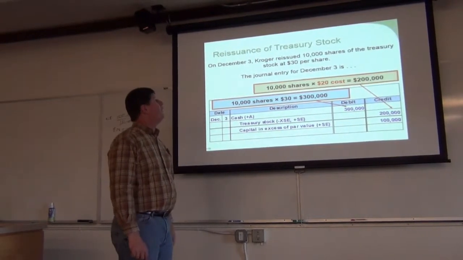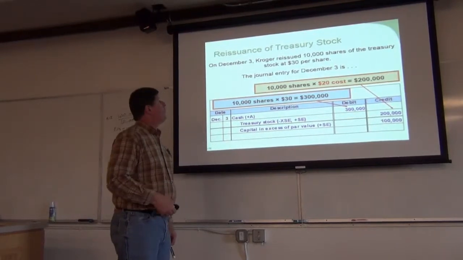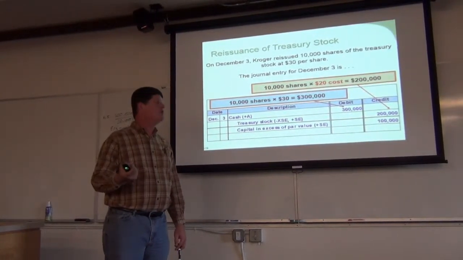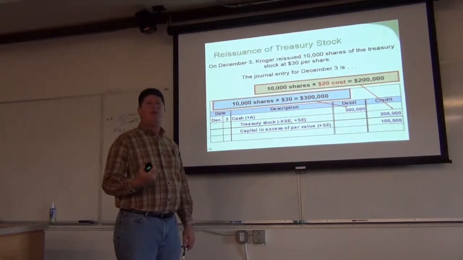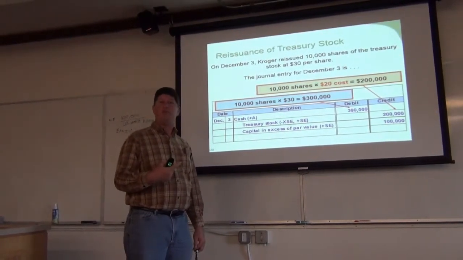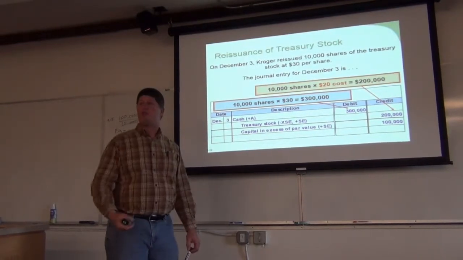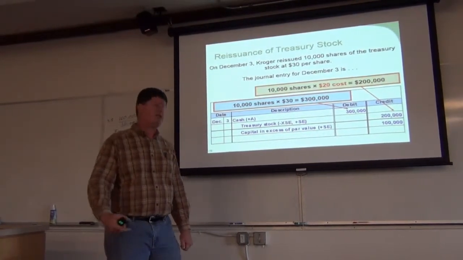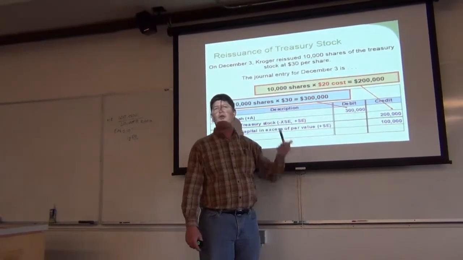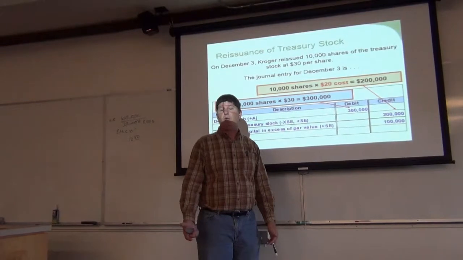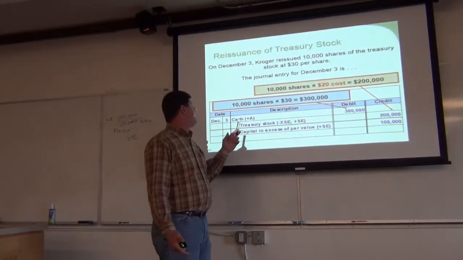All right, so here's where the fun starts. We bought these shares back for $2 million, and now we're going to turn around and resell them. The company says, hey, I need to raise some cash for something, pay off some debt. Let's go sell those treasury shares. Good idea. Look, the market's gone up. We can sell them for $30 a piece instead of 20. We only paid 20. Life is good for us.